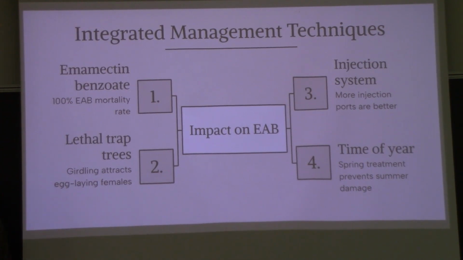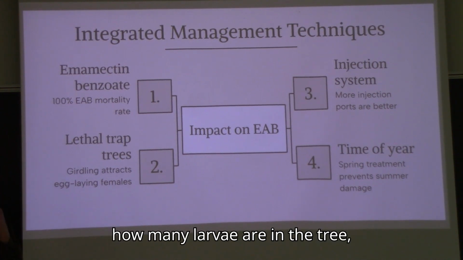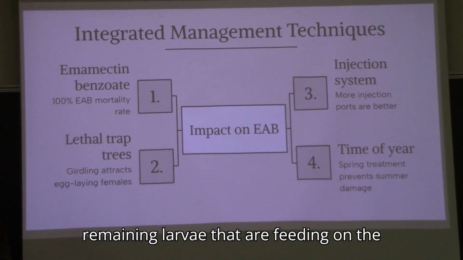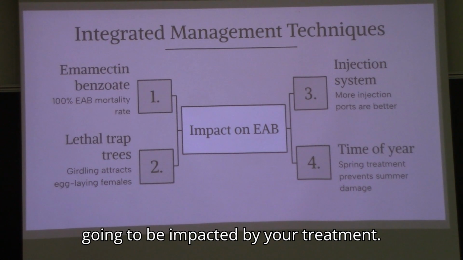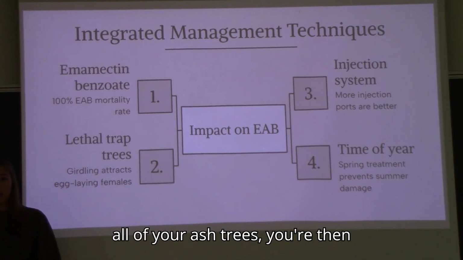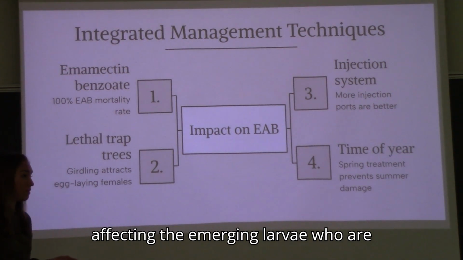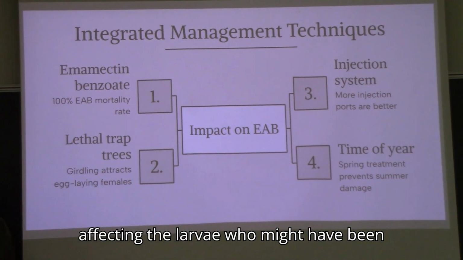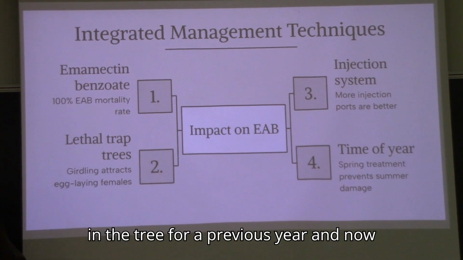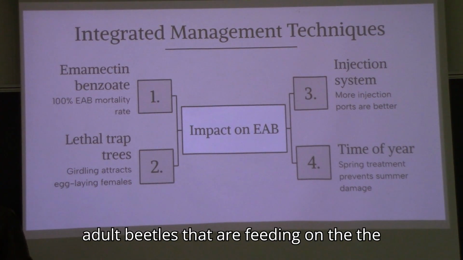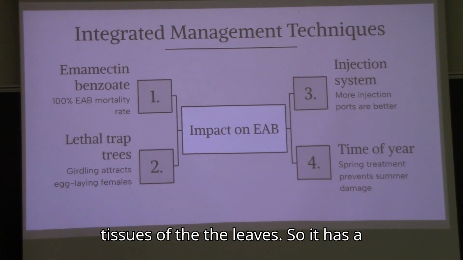It's harder to judge how many larvae are in the tree, but in the fall, the remaining larvae that are feeding on the phloem tissues are the only thing that's going to be impacted by your treatment. If you were to treat your ash trees in the spring, you're affecting the emerging larvae who are newly popped out of their eggs. You're affecting the larvae who might have been in the tree for a previous year and now are consuming the phloem again. And you're affecting the emerald ash borer adult beetles that are feeding on the tissues of the leaves.